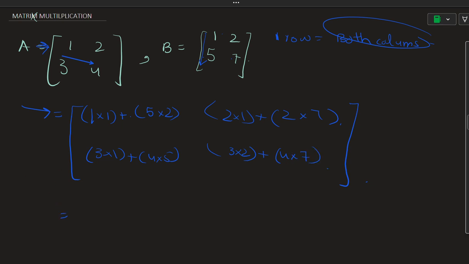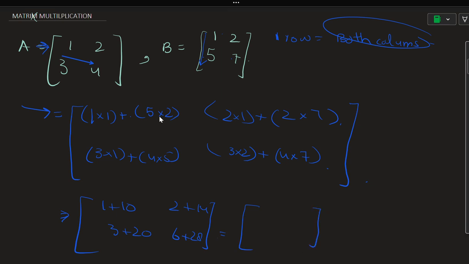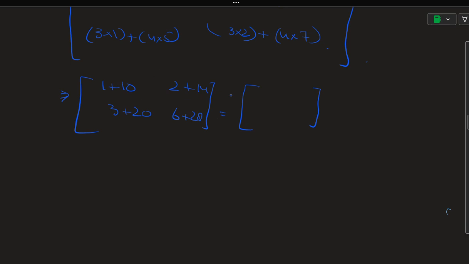So now moving on, it's 1 plus 10, 2 plus 14, 3 plus 20, 6 plus 28. The final answer would be 11, 16, 23, 34. So that will be our final answer of A multiplied by B.